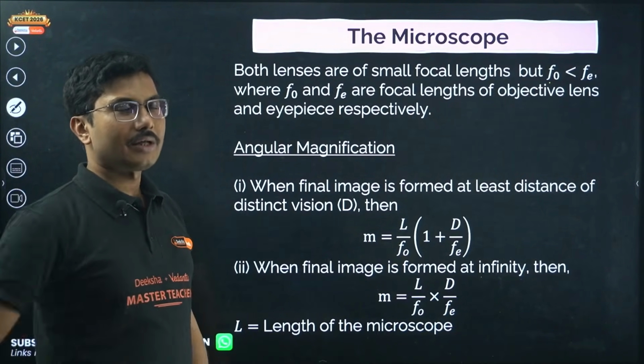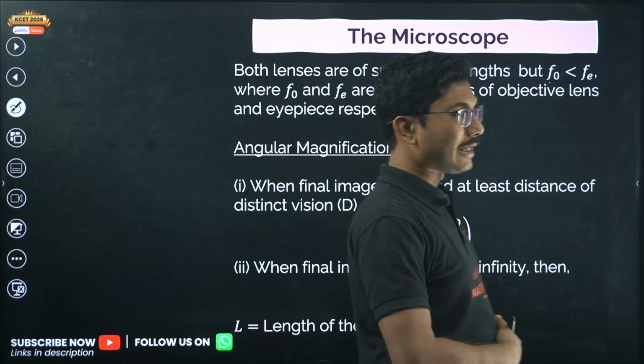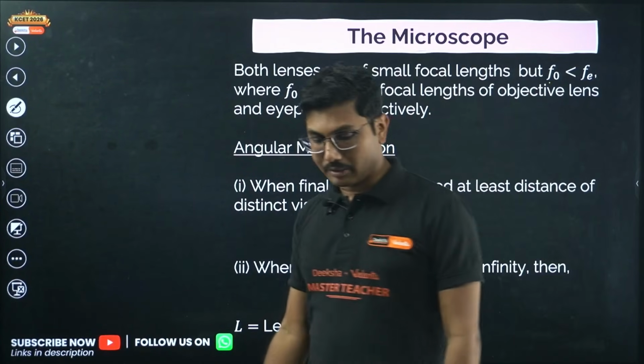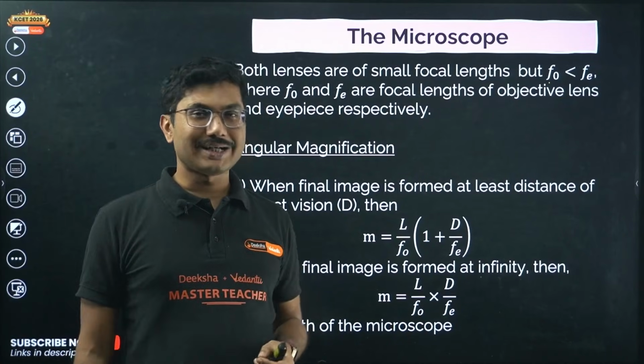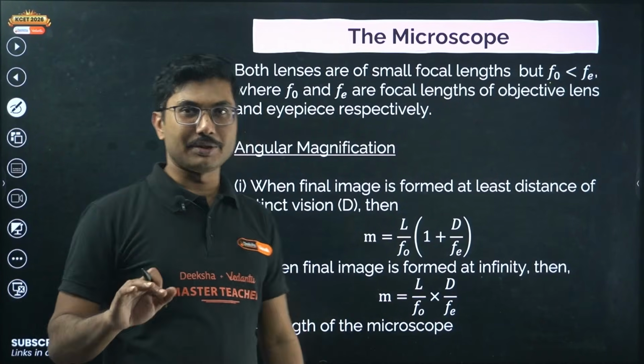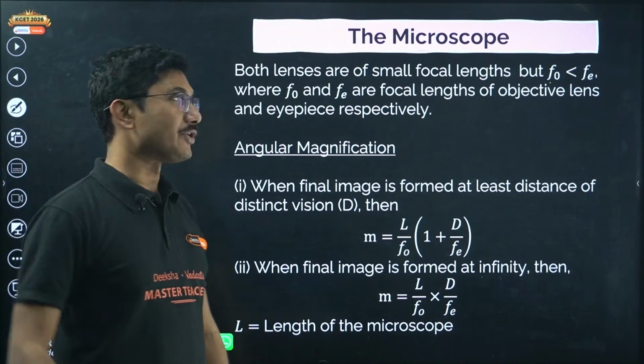So if you are given two lenses, one of 8 centimeter and another of 10 centimeter, then the 8 centimeter lens should be used as the objective and the 10 centimeter lens should be used as the eyepiece. This can also be asked as an objective question.